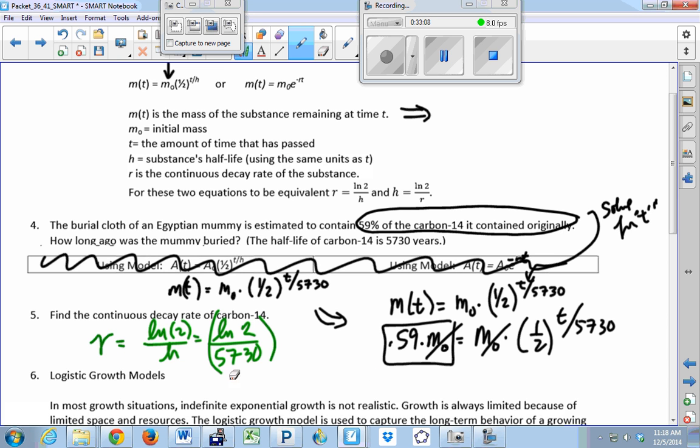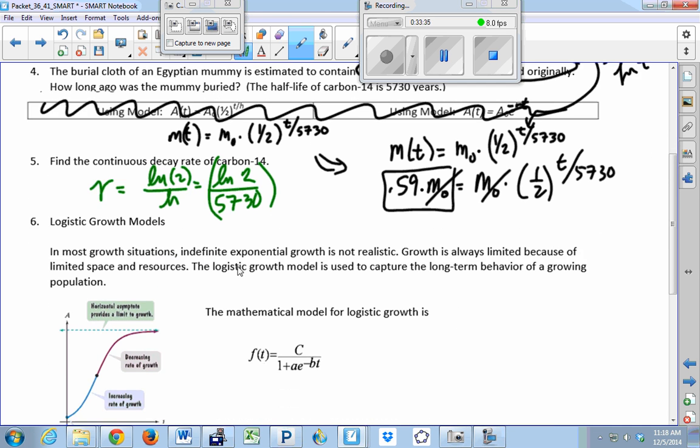And again, you can find these values out yourself if you set these two equations equal to each other. You can see how R is equal to the natural log of 2 over 5730. The one hint I would give you if you want to try that on your own is you can represent 1/2 as 2 to the negative 1. And then you'll get to see where that negative comes from over here, if you like to work those things out on your own.